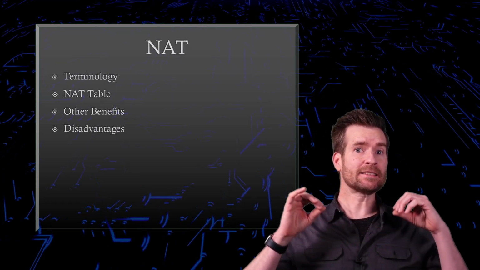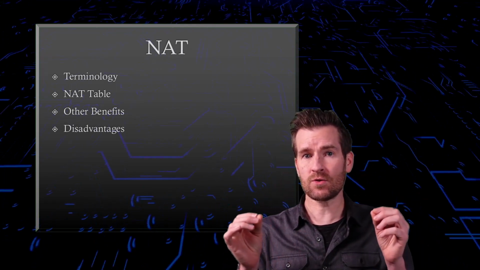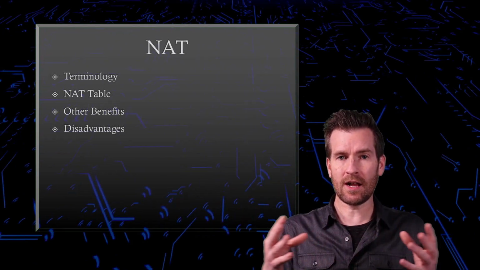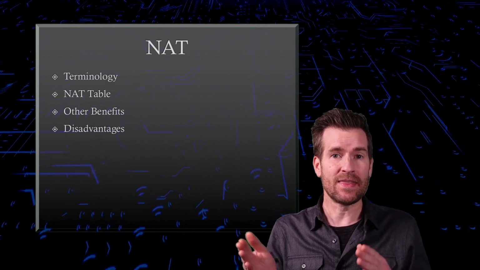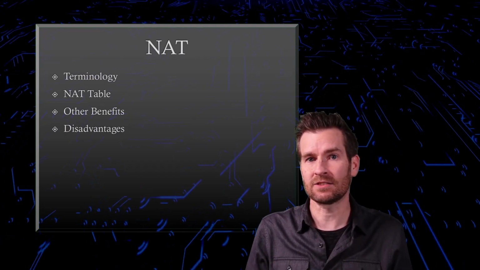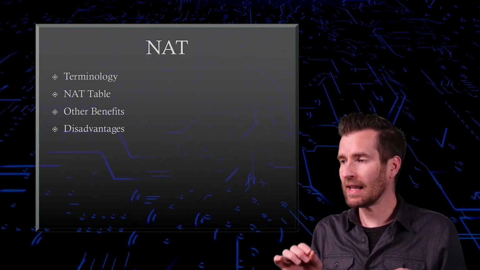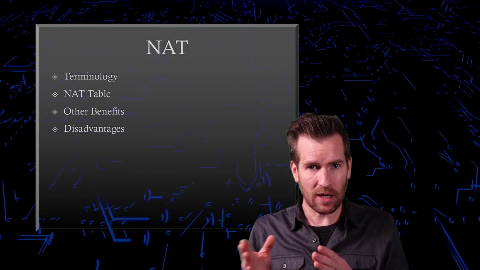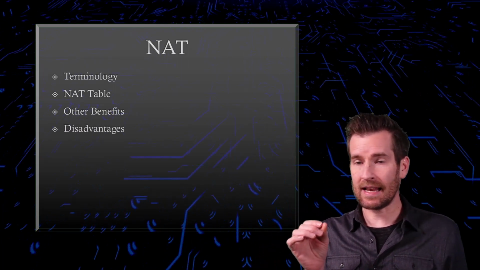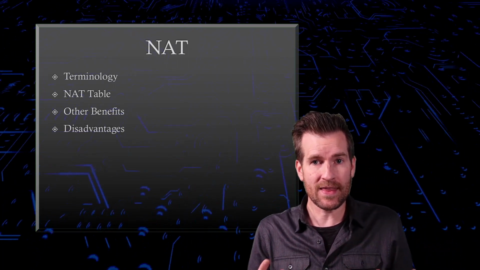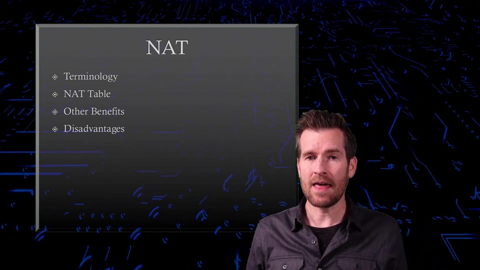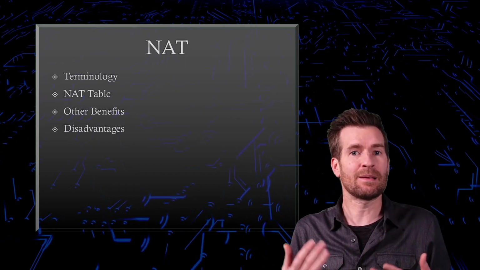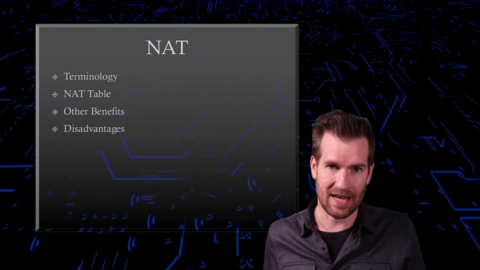In this video, we're going to start out by talking about network address translation terminology. If you're taking the exam, then that's going to be important to understand. So don't pass that one up. Then we're going to get into the NAT table and what the NAT table looks like. We're going to get into some other benefits with NAT besides just saving on public address space. And then we're going to finish up by talking about some of the disadvantages around NAT.